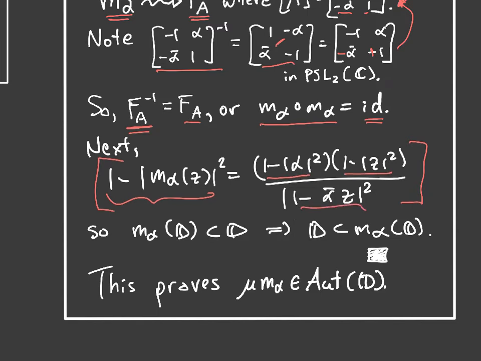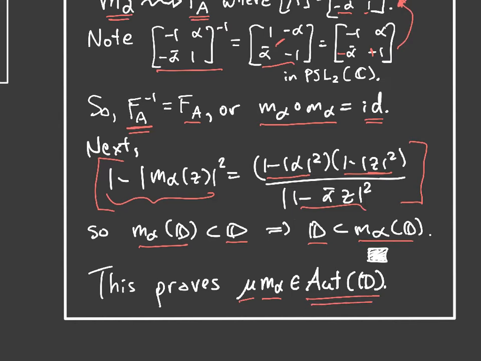And this shows directly that if z is less than 1 in modulus, then m alpha of z is less than 1 in modulus. So it sends the disk into the disk, and since it's its own inverse, you can apply m alpha to both sides to see that the disk is also inside m alpha of the disk. So this proves that m alpha is an automorphism of the disk, so everything of this form, mu times m alpha, is also an automorphism of the disk.